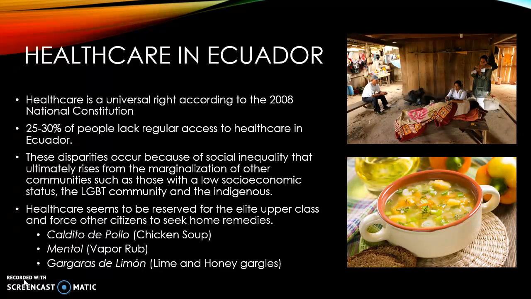This is an important fact considering that the majority of Ecuador's population falls into one of these three categories, thus allowing medical attention to be reserved only for the elite upper-class citizens and forcing many citizens to look for other sources of care such as home remedies that include caldo de pollo, mentol, and gárgaras de limón.